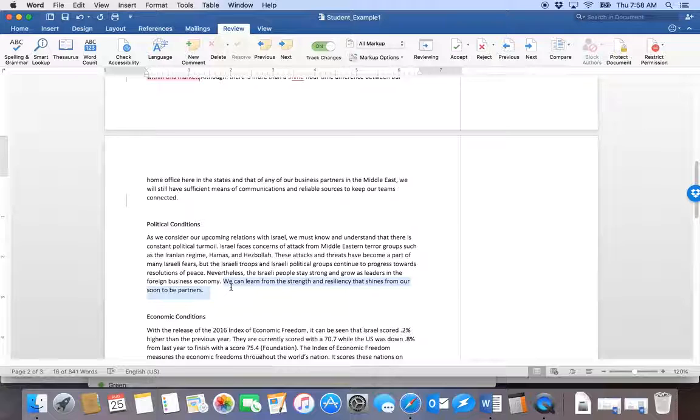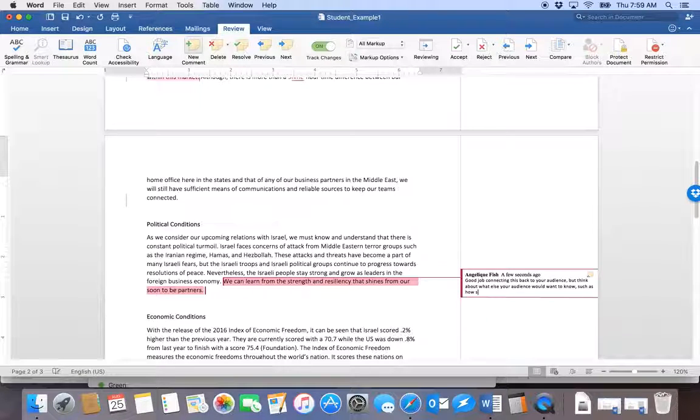So in addition to this, you also want to add in there something about what this means. What do these terrorist activities mean for the expansion of the company? Is it safe to take our 25 employees over there? So I'm just going to put a little note here, like good job connecting this back to your audience, but think about what else your audience would want to know, such as how safe the area is for your 25 employees.